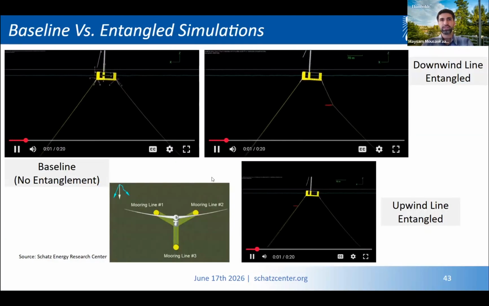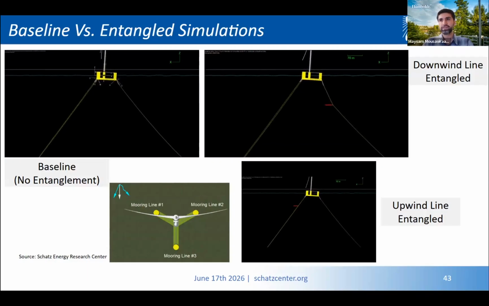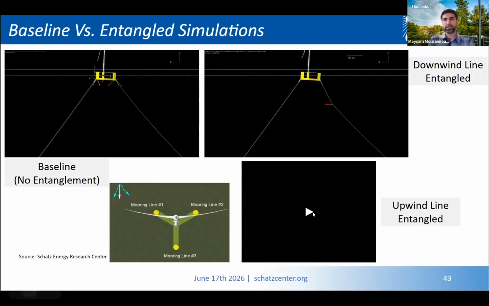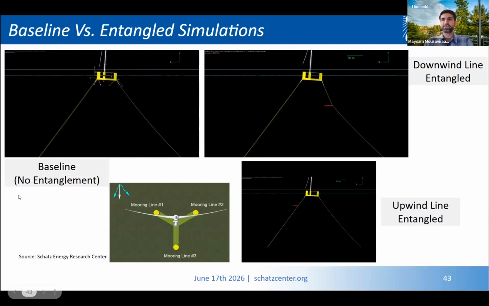This slide shows the basic comparison that drives the entire analysis. The baseline case is the floating wind system without an entanglement. The other videos show entanglements on different mooring lines. What we are looking for is not just whether the system moves, because it is always moving under waves, wind, and current. The question is whether the entanglement changes the system response in a measurable way. And every detection approach later in the presentation builds on this comparison between baseline and entangled behavior.